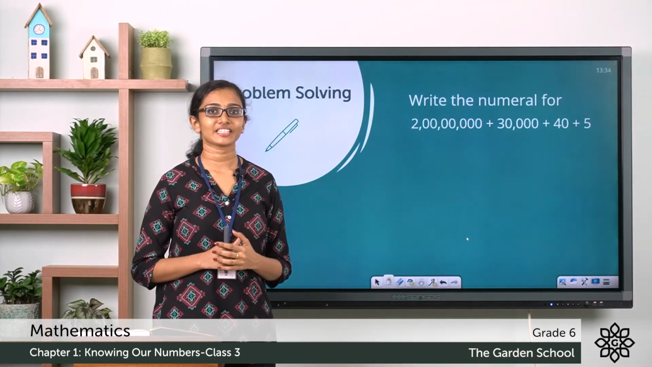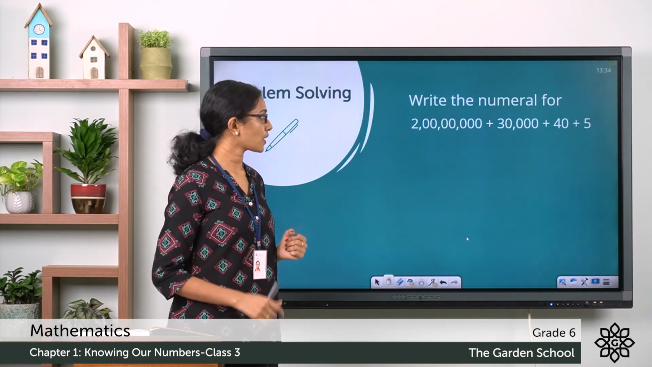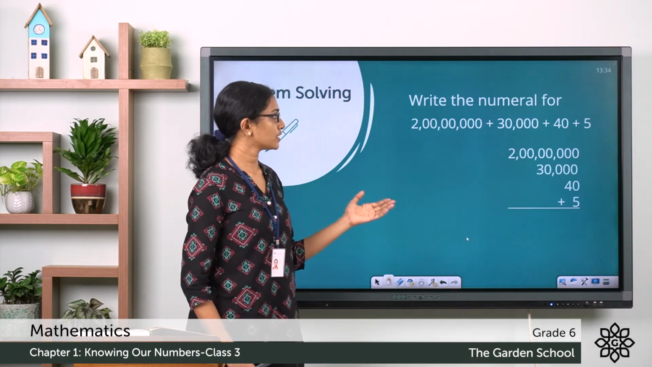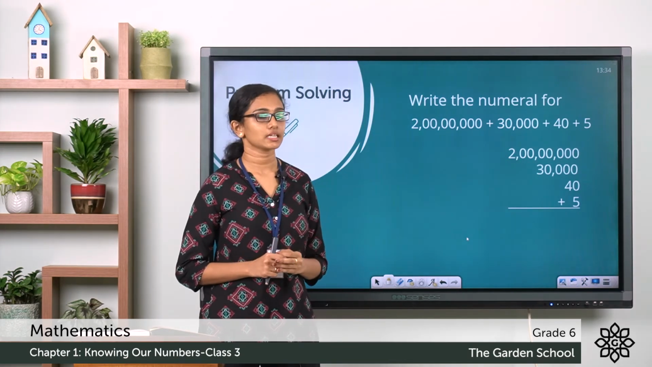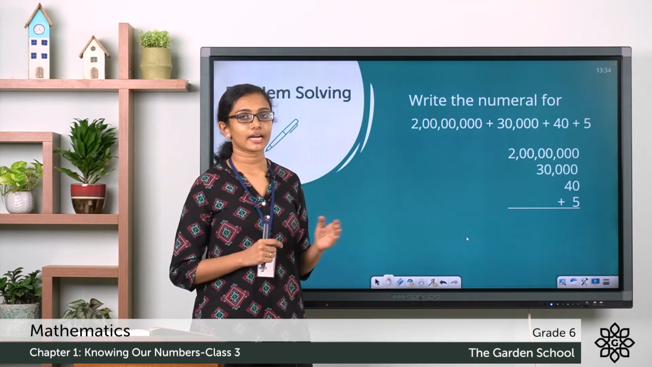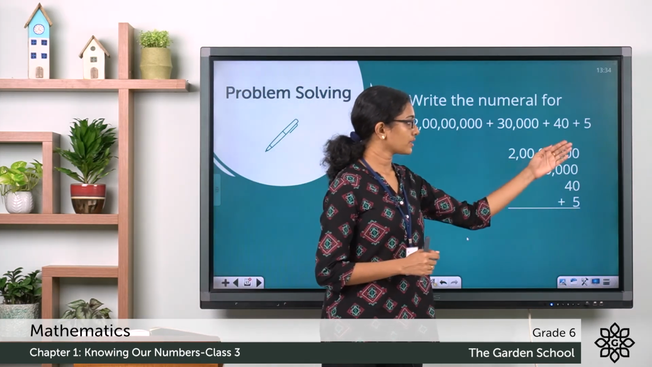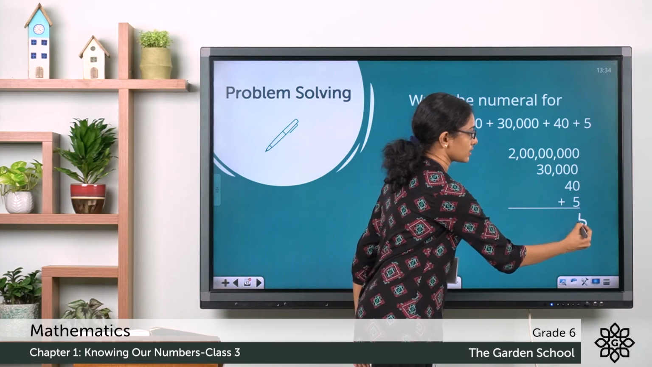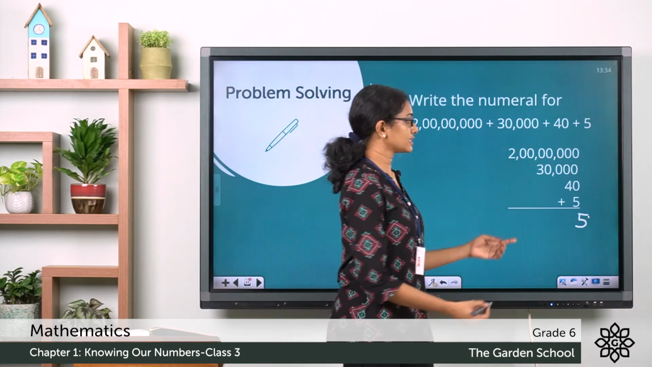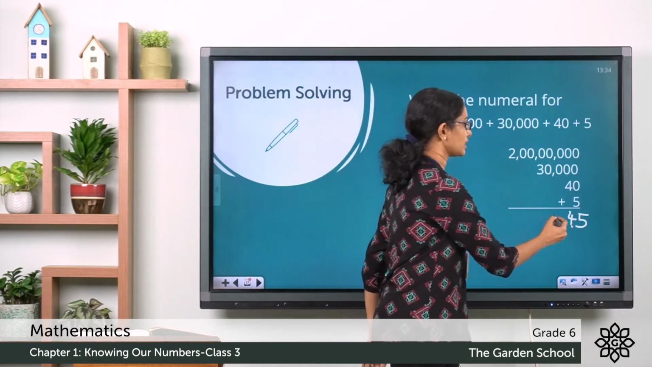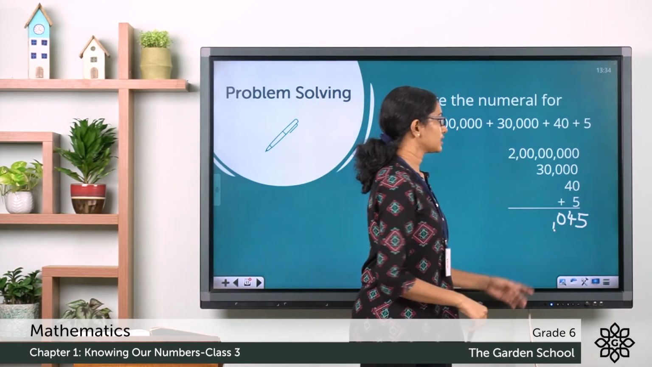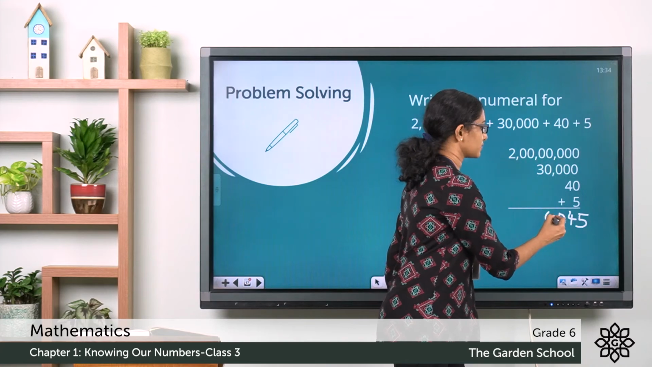Hope you are done with our activity. Now let's see how we solve this. See, first step is to write the given place values in proper places. The next step is to add up all these. So here we have in the ones place 5. Then in the tens place we have got 4 here. Then 0 in the hundreds place. Then again in the thousands place we have 0.